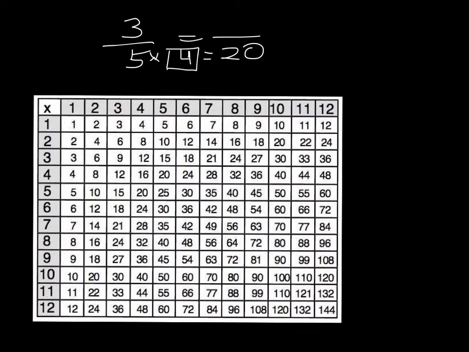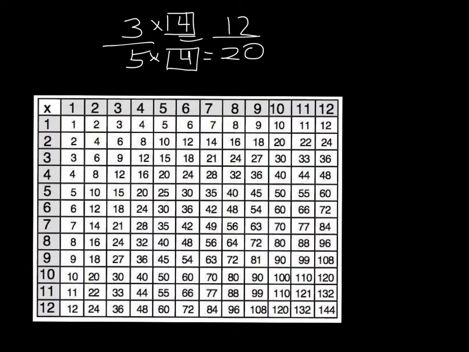And whatever we do to the bottom, we learned we're also going to do to the top. 3 times 4, which is 12. 12/20 is then equal to 3/5. Well, today I'm going to show you quickly how I can prove that another way by using a multiplication table.